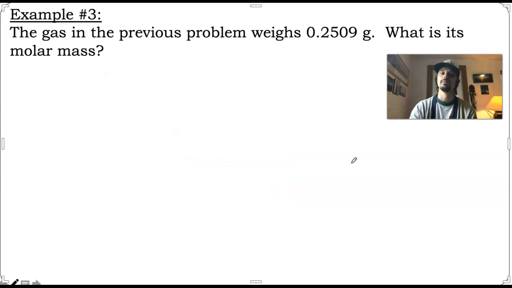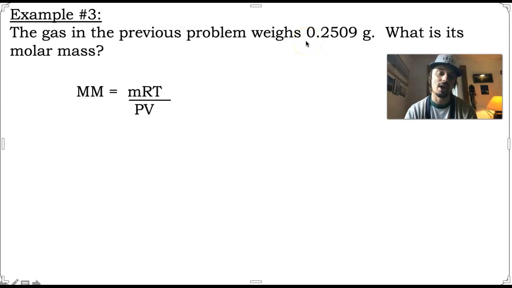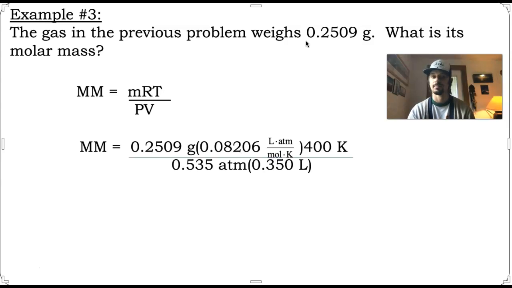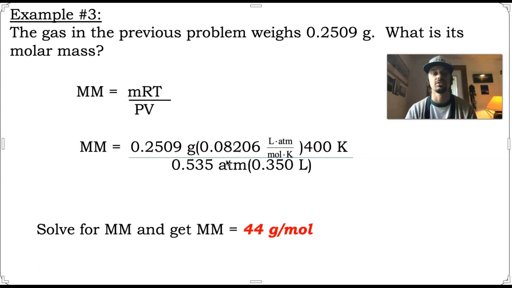All right, so let's use it quick. In the last problem, we were given all of the variables to solve for molar mass except my mass. So now I'm going to use that new equation, MM equals mRT over PV, to solve for molar mass. So my mass is 0.250. R is 0.08206. Temperature is 400 kelvins. Pressure is 0.535. And volume is 0.350 liters. So these are just variables that were given to me in my last problem, and I use them to solve for molar mass, 44 grams per mole.